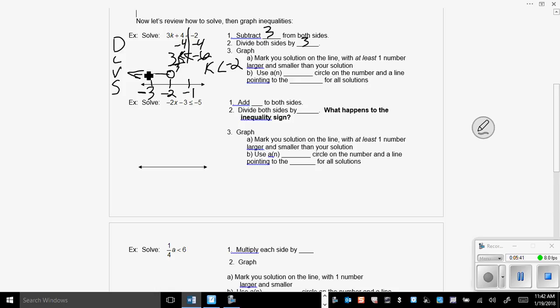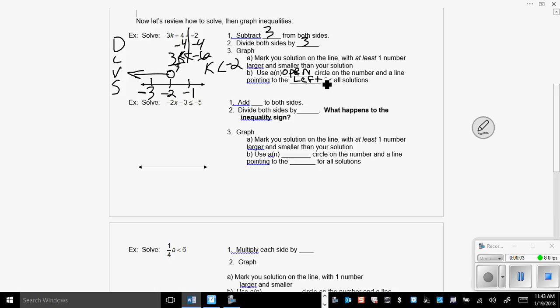As we fill in that blank, it says we're going to use an open circle. Open circle. There we go. And the line is going to be pointing to the left. Good job. All right, now let's move on to the next example.